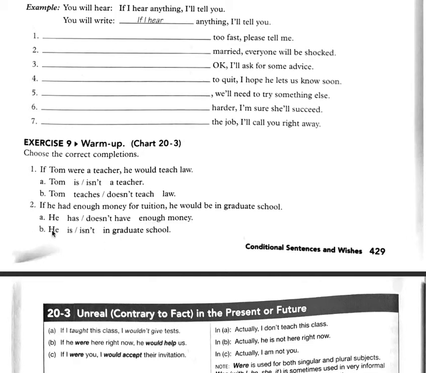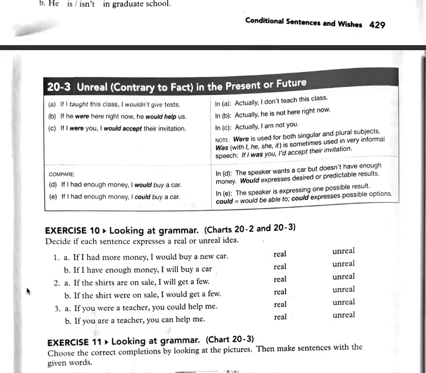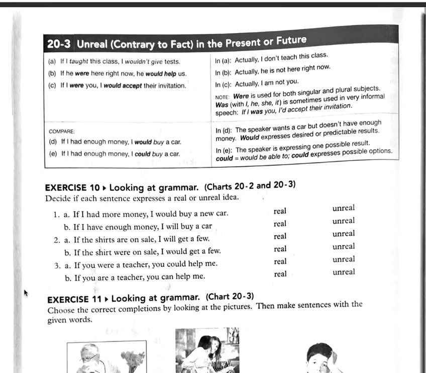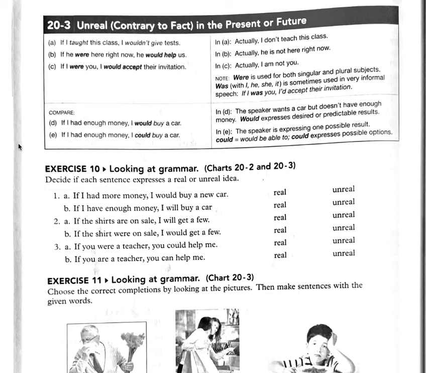And B, he is or isn't in graduate school. What do you think? He isn't in graduate school. So if you turn to chart 20-3 on page 430, again, this is unreal, contrary to fact in the present future. Remember that the if clause words are going to be in the simple past, and the result clause is going to be would and the simple form of the verb. Look at examples A, B, and C.